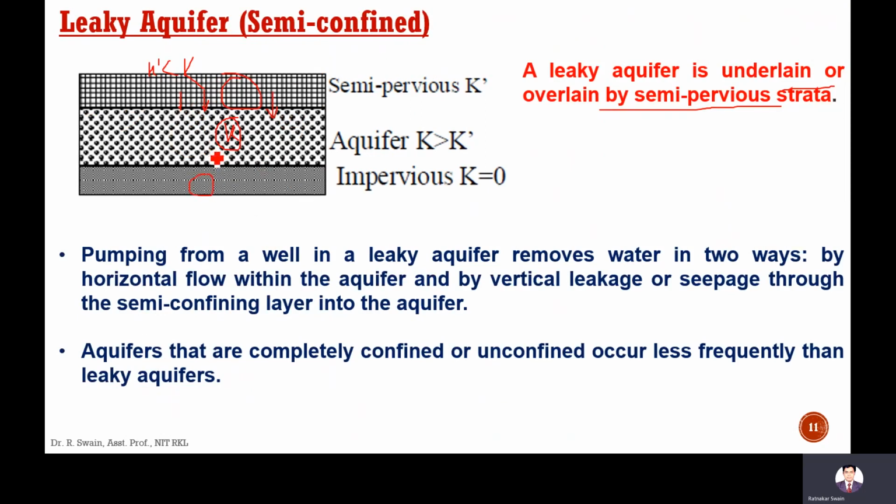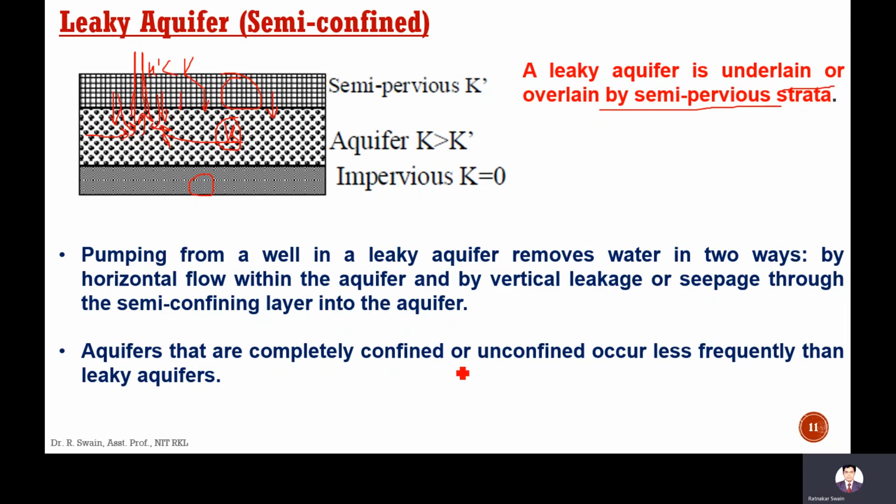And this is the impervious layer, K equal to 0. Pumping from a well in a leaky aquifer removes water in two ways: by horizontal flow within the aquifer, meaning if you construct a bore well here, the water will flow in this direction within the aquifer, and by vertical leakage or seepage through the semi-confining layer into the aquifer. Because we are drawing water, there will be vertical flow from this semi-pervious layer.